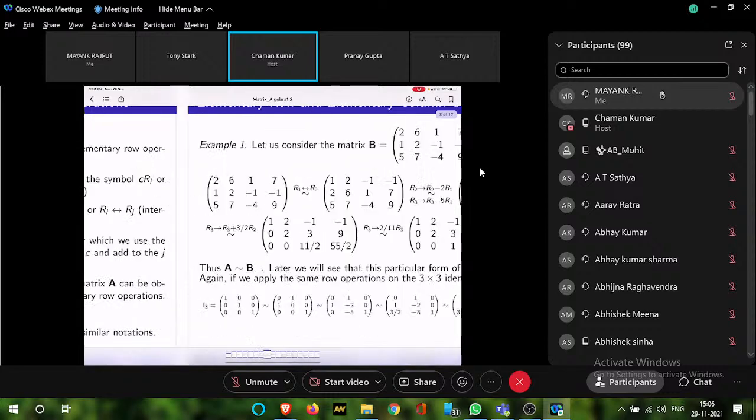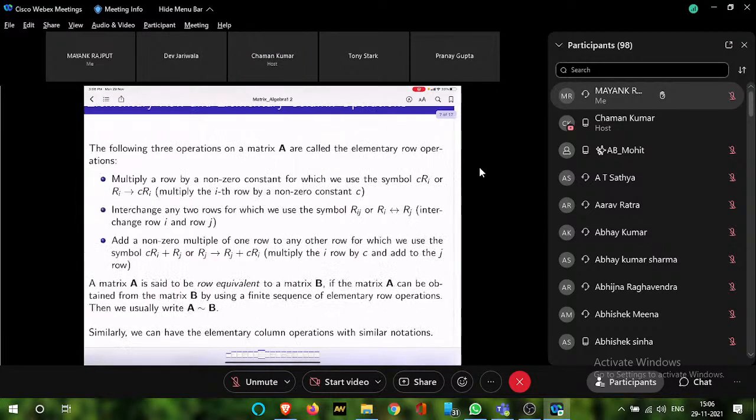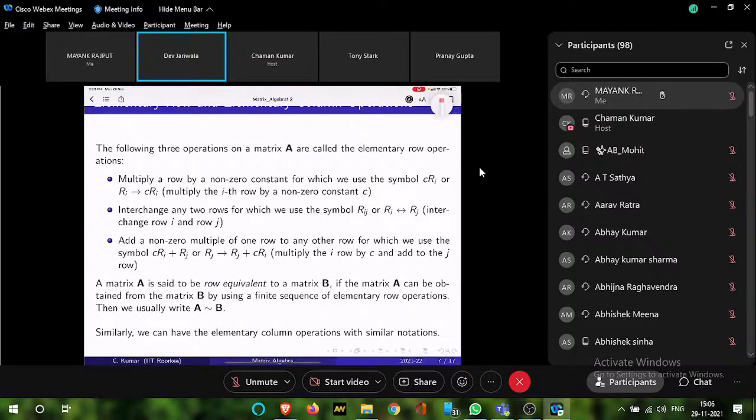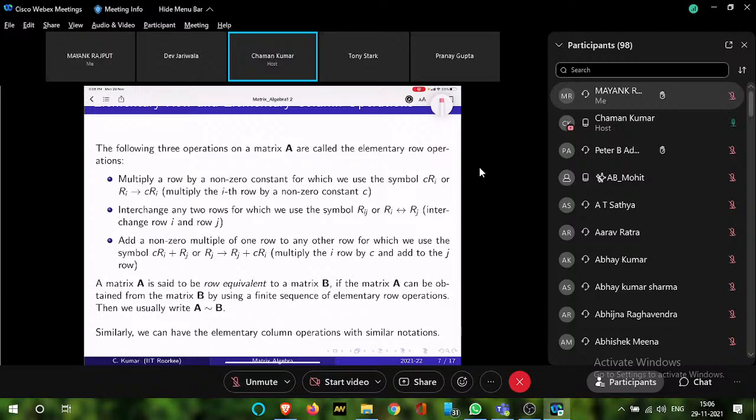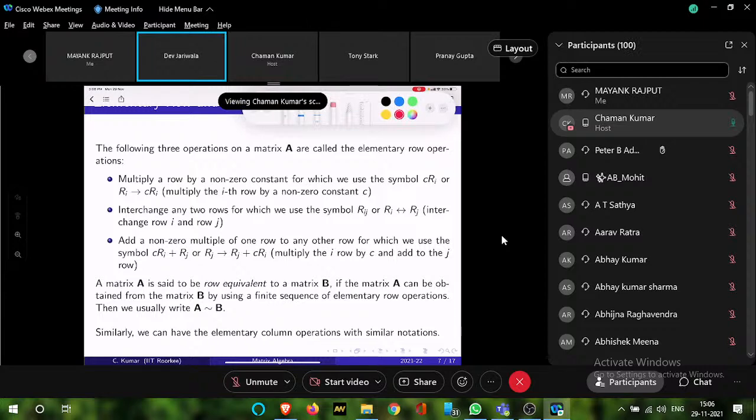Sir, column equivalent also have the same notation, right? Same notation means whenever you see R, replace R by C. No. Capital R stands for row operations. A equivalent to B stands for both row and column. So we have to check whether we can use row there or column.